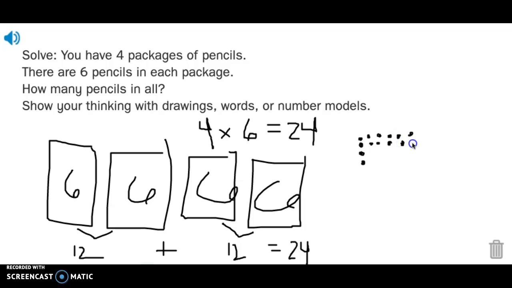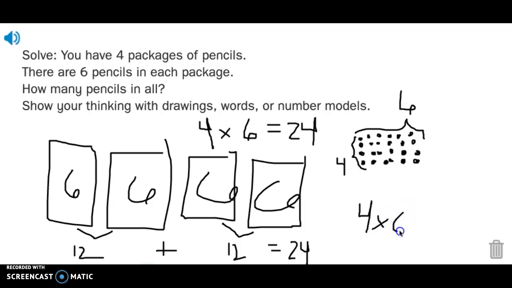And then I could come up with a number model for my array. So which way was more efficient, would you say? Me drawing out all of these circles. I'm not even done drawing my circles. Or was it quicker to do our groups and then add them on the side? I would say probably my groups on the side. But right here, I have 4 rows. And up here, I have 6 in each row. So again, my number model would be 4 times 6. And we know that 4 times 6 equals 24.